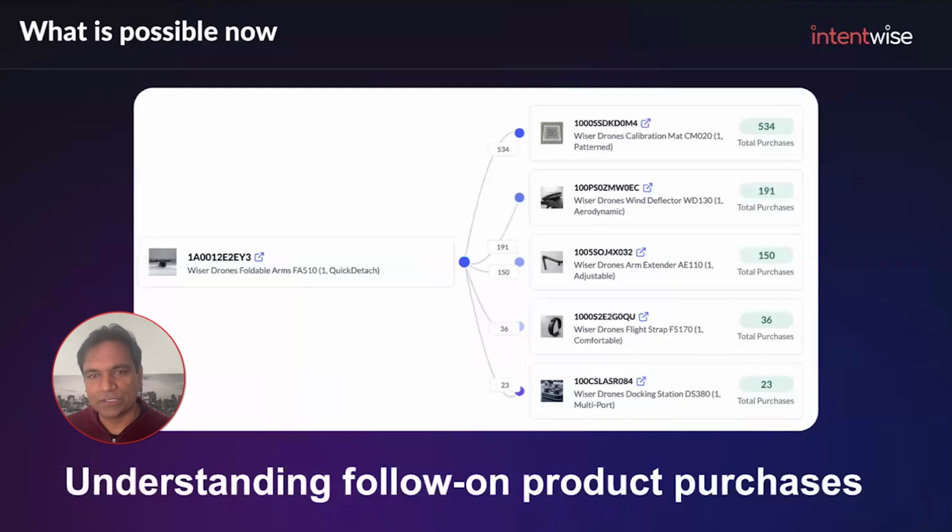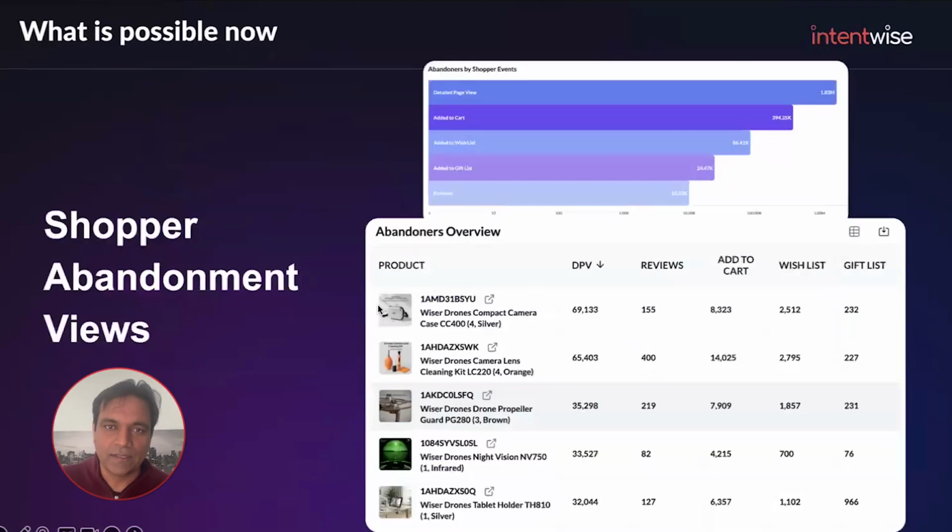Understanding follow-on product purchases. So we have a network view of if you bought product A, what are you buying in the subsequent 1, 3, 6-month period? What other products are you buying? It can help you refine your bundling strategy, and it can help you with a number of other choices you would make. But this is now possible because of AMC.